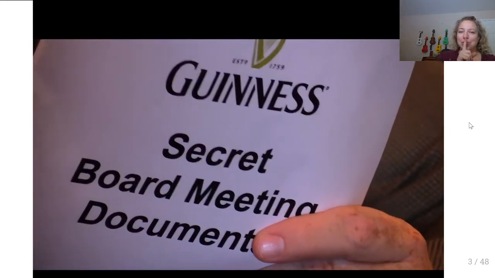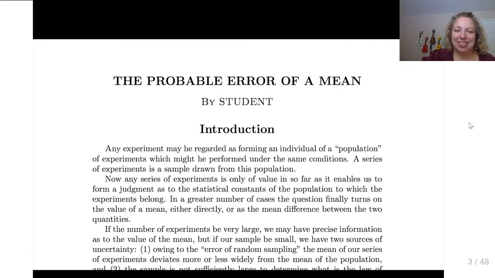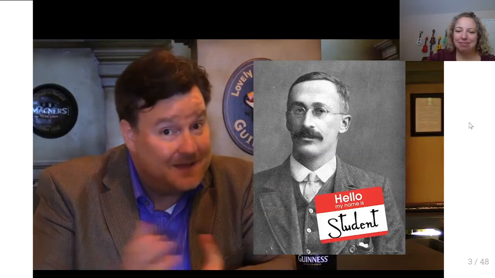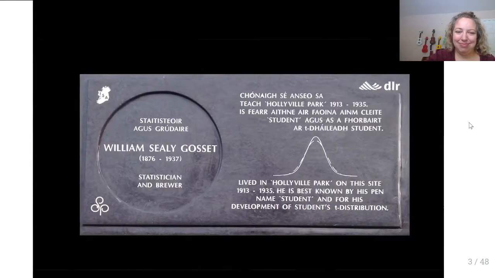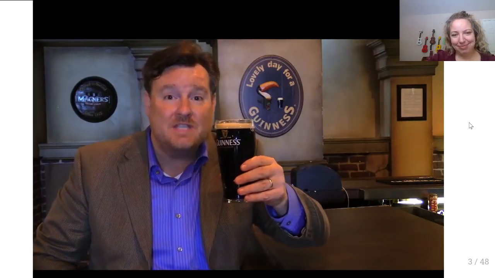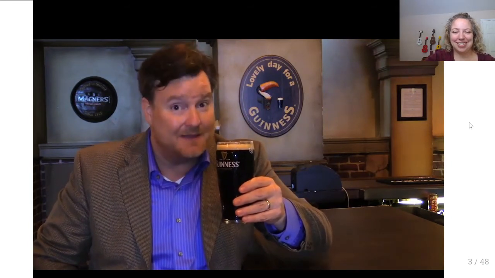But according to the minutes of the Guinness board, Gossett was granted permission to publish with the stipulation that he use a pseudonym. And so in 1908, William Seeley Gossett published 2 articles in Carl Pearson's journal Biometrika under the pseudonym Student. And today, we still use Student's T-table whenever we do a T-test. So let us lift a glass to William Seeley Gossett, who proved that a small sample size is nothing to be ashamed of, and that some great things can come from statistics.